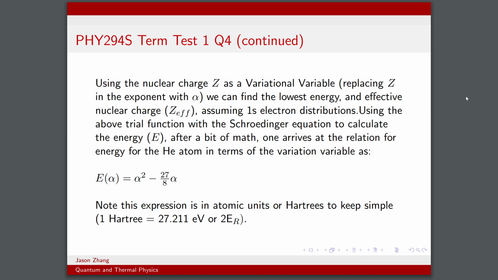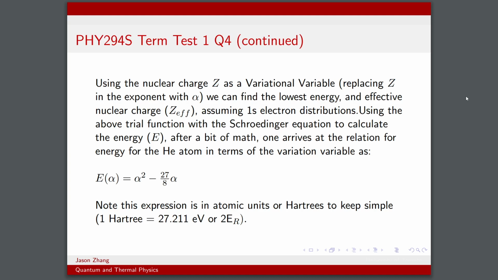So using the nuclear charge Z as a variational variable, we could replace Z in the exponent with alpha instead, which is just an arbitrary parameter, we can find the lowest energy and effective nuclear charge, assuming 1s electron distributions. Using the above trial function with the Schrödinger equation to calculate the energy E, after a bit of math, one arrives at the relation for energy for the helium atom in terms of the variational variable as the following. E of alpha is equal to alpha squared minus 27 over 8 alpha.